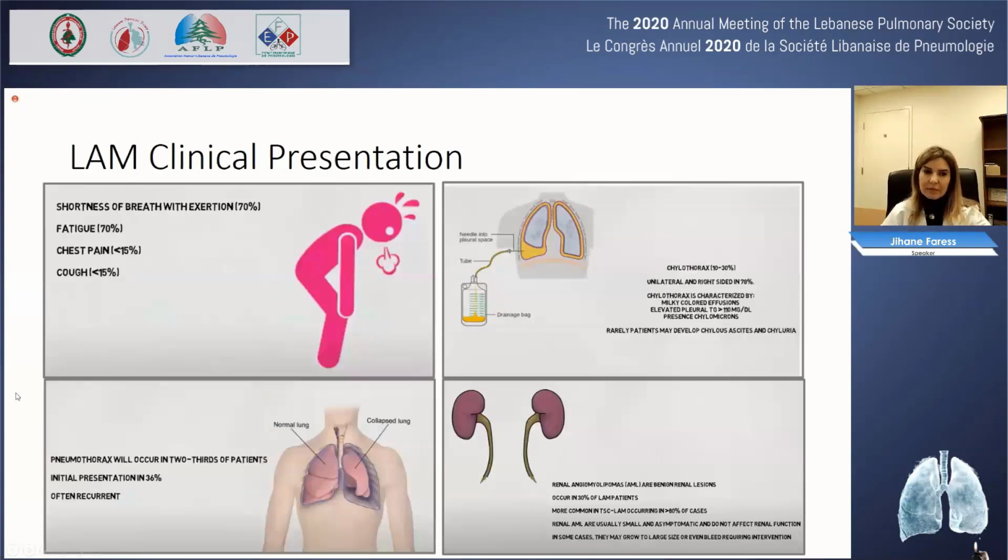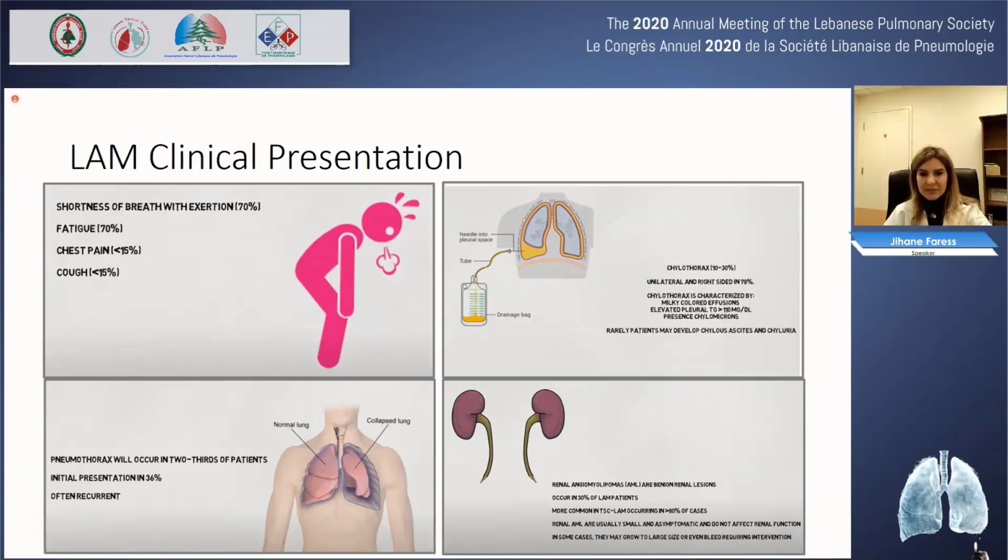So what about the clinical manifestations of LAM? Like we said, LAM is multi-system, so there will be lung involvement, lung and pleura, and outside the lung. In terms of lung involvement, the most common presentation of LAM is shortness of breath with exertion and fatigue. Another very common presentation is pneumothorax. Pneumothorax is very common in LAM. About two-thirds of the patients will develop a pneumothorax, and it's the initial presentation in about 36% of the patients. And the problem with pneumothorax is that it is often recurrent.